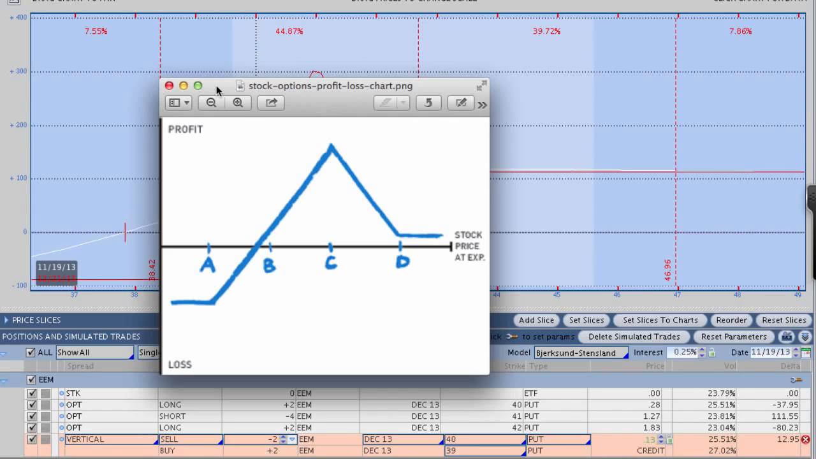I'm going to walk through that step by step, and I want to start with the broken wing butterfly, how we created that position in the first place, and then walk you through how we got to the regular butterfly so that you understand that logic and how we made those trades.